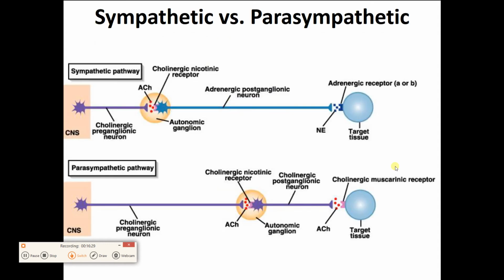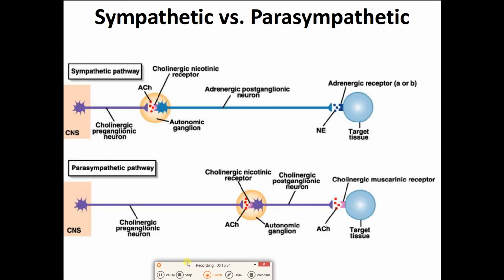Okay, if we compare these two, we know they had some similarity in terms of how the neurons got to the effector. So, a 1, 2 neuron pathway in each one. The first neuron is always called the preganglionic neuron. It's also known as a cholinergic neuron because it releases acetylcholine. So in the sympathetic pathway, the first neuron is a cholinergic preganglionic. In the parasympathetic pathway, the first neuron is a cholinergic preganglionic.